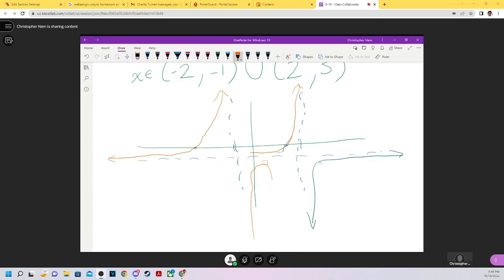All right, so that leaves it for chapter 3.7. That's all of chapter 3 we have covered.